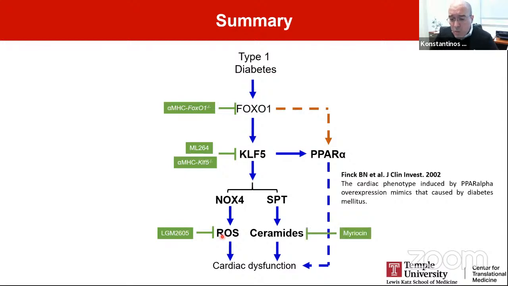And when we treated the transgenic mice with myriocin, which blocks ceramide accumulation, we saw complete restoration of cardiac dysfunction. Interestingly, when we checked for a potential link here, we noticed that when the mice were treated with myriocin, oxidative stress was also alleviated. So there may be some connection here as well.